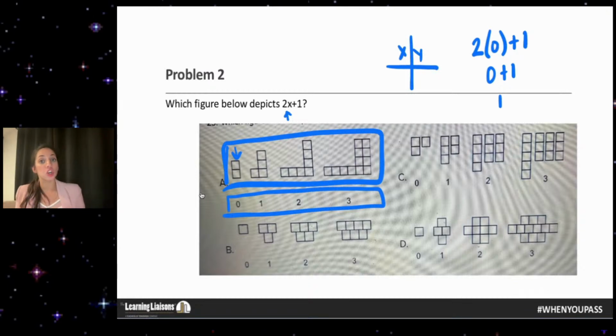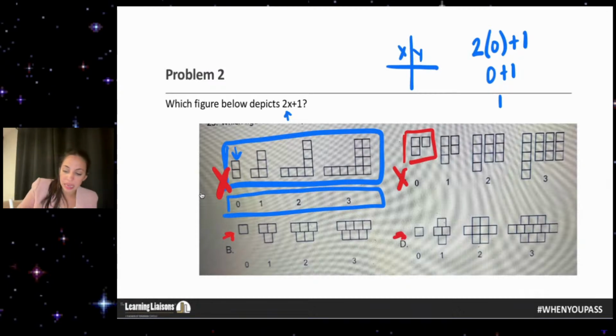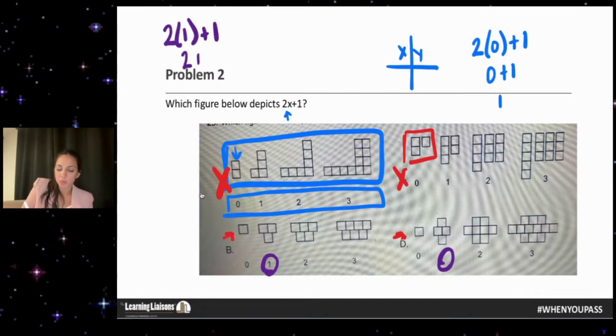So now I need to look for the answer choices that have 1 block matched with the 0. It is definitely not A, and it's definitely not C, because C has 3 blocks matched with the 0. So that leaves me with either B or D. And I'm going to do the same thing. I'm going to take the value 1 and plug it into my equation. 2 times 1 is 2, plus 1 is 3. There are 1, 2, 3 blocks in B, and 1, 2, 3, 4 blocks in D.